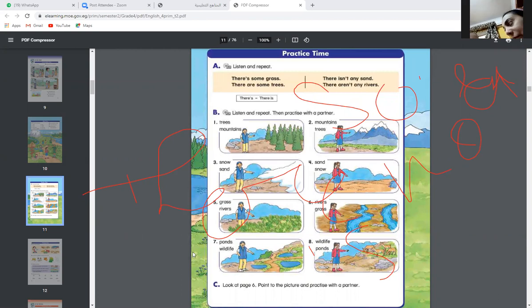I put any after isn't and aren't, yes, in the negative sentences. Eight, there is some wildlife. There is some wildlife, okay? There aren't any bonbons. Why do I use there aren't with bonbons? Because I can count the bonbons, okay? There are bonbons here. I cannot see any bonbons, so I will say there aren't any bonbons, okay?